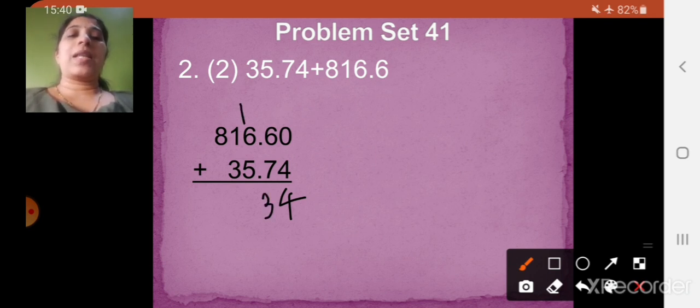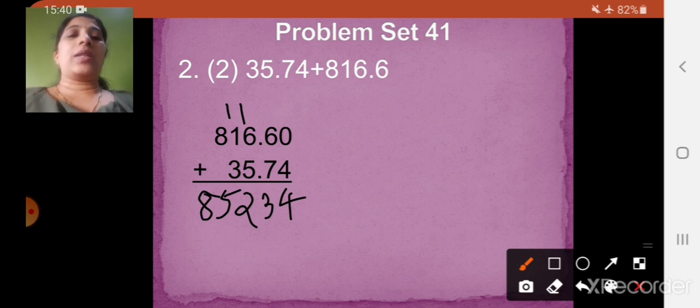1 plus 6 is how much? 7, and 7 plus 5 is how much? 12. So 2 written down, 1 carried over. 1 plus 1 is 2 and 2 plus 3 is 5. Now 8 is there and below no number is there, so you will write it as 8.